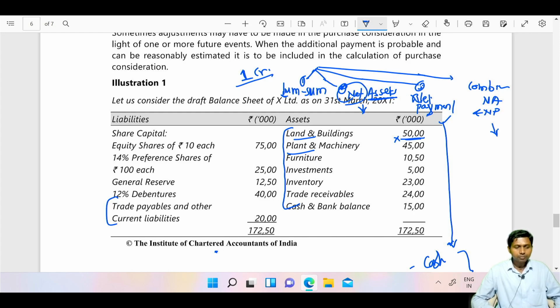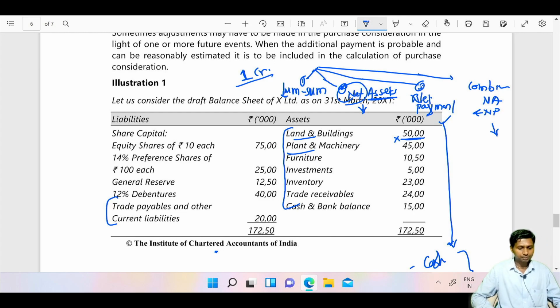What I said, if you have given less amount, then that is your profit. If you have given more amount, then that is goodwill, which is actually a loss that we record on the asset side of the balance sheet. Correct.